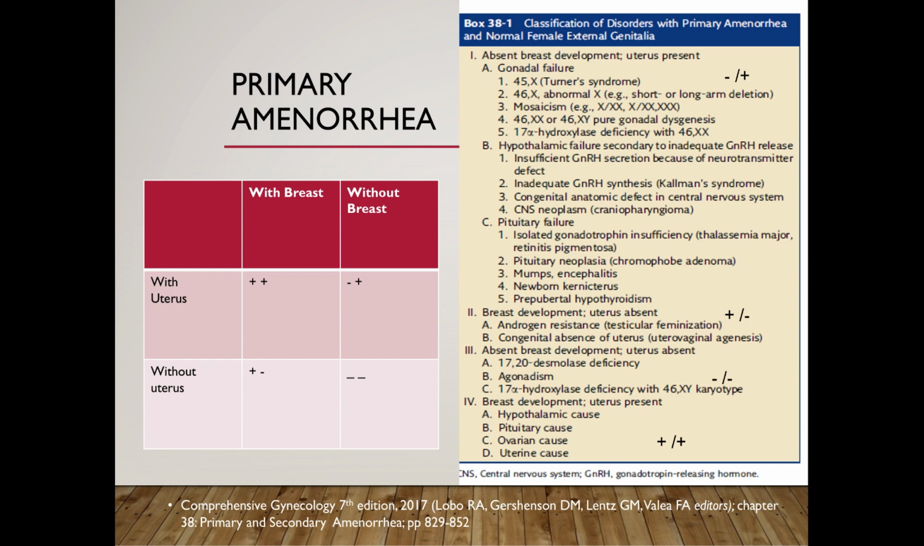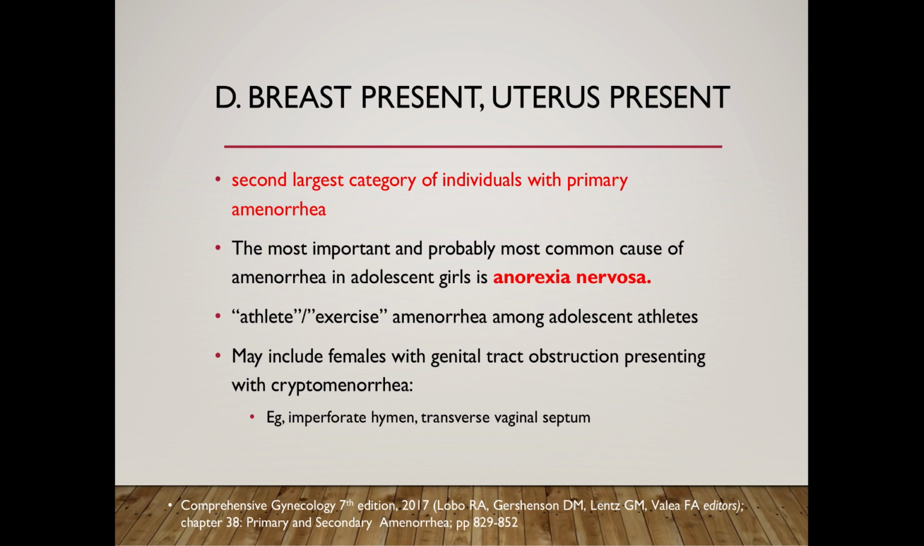Now, the fourth and last type would be patients with breast and with uterus. This is the second largest category of individuals with primary amenorrhea, and the most important and probably most common cause of amenorrhea in adolescent girls is anorexia nervosa. This also includes the athlete or exercise amenorrhea among adolescent athletes, and this may also include females with genital tract obstruction presenting with cryptomenorrhea, especially those patients with imperforate hymen or transverse vaginal septum.